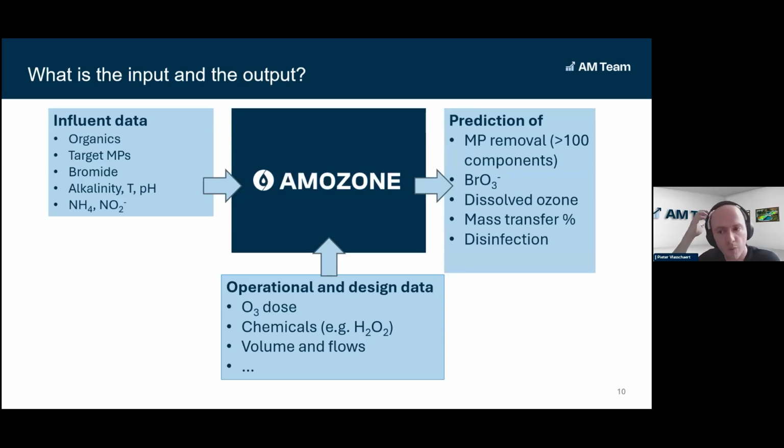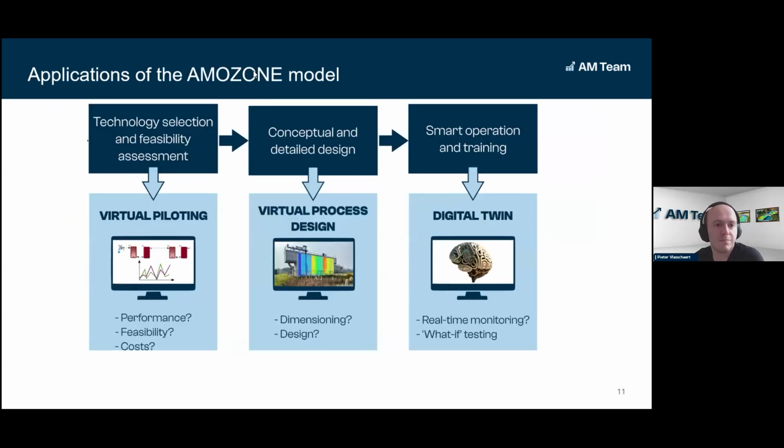There are more than 100 components in the model. It makes predictions of bromate and dissolved ozone concentrations in the reactor, and you can calculate mass transfer efficiency and disinfection performance. So that's a general capability of the model.